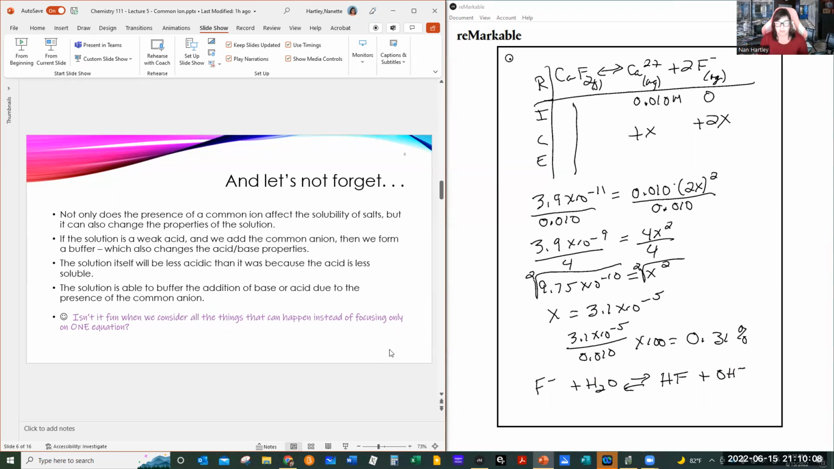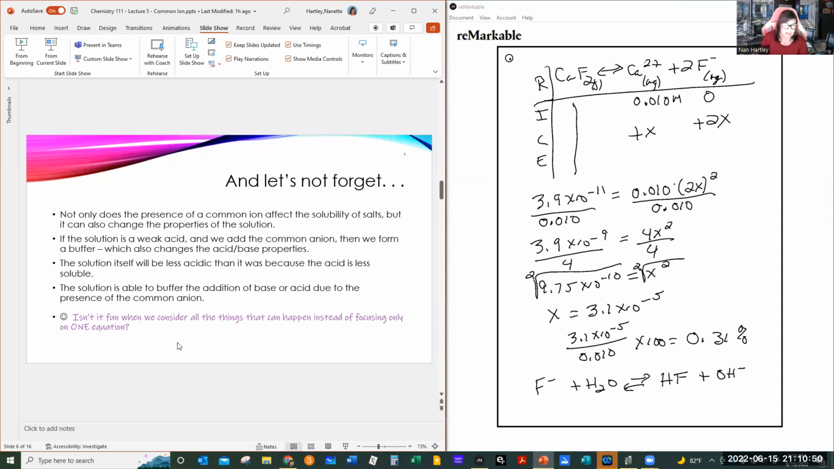And of course, if we end up in a buffer situation, we want to be calculating pH using the Henderson-Hasselbalch equation. And remember, when we do that, we need to make sure that we're talking about molarities. We'll talk about the difference a little bit later. The solution itself will be less acidic than it was because the acid is less soluble, okay? And the solution is able to buffer the addition of base or acid due to the presence of the common ion, okay? So my happy little note: isn't it fun when we consider all the things that can happen instead of focusing on only one equation?